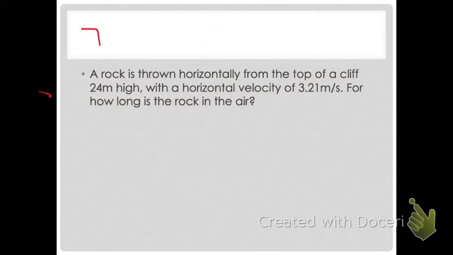It says a rock is thrown horizontally from a cliff that is 24 meters high. So I'm going to go ahead and draw a little diagram of my problem. It can be very simple, but we've got to read our clues really carefully. Okay, a rock is thrown horizontally from the top of a cliff that's 24 meters high with a horizontal velocity of 3.21 meters per second.